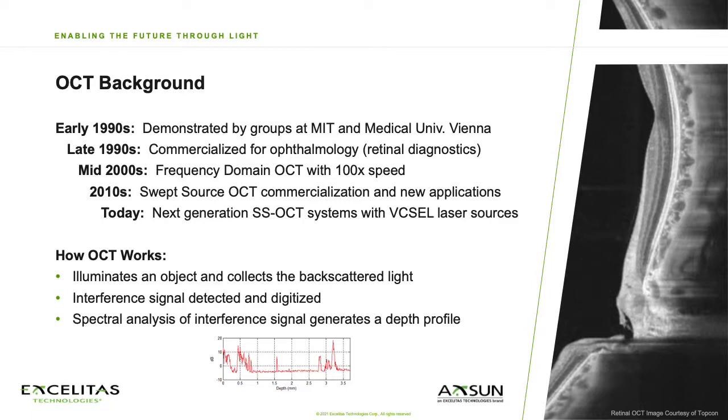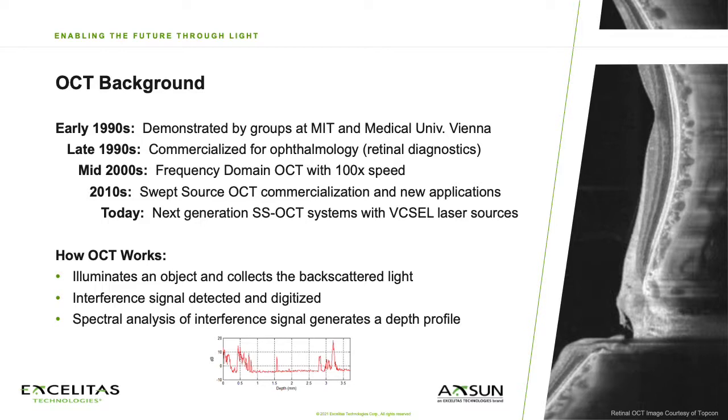OCT was originally pioneered by several academic groups in the early 90s. It evolved from a telecom test technique for inspecting optical fibers into a two-dimensional tomographic or cross-sectional imaging tool for assessing layered structures in biological tissue, such as the retina. As such, ophthalmology became the first commercial application for OCT in the late 90s, but it was largely a niche technology due to its relatively slow imaging speed.